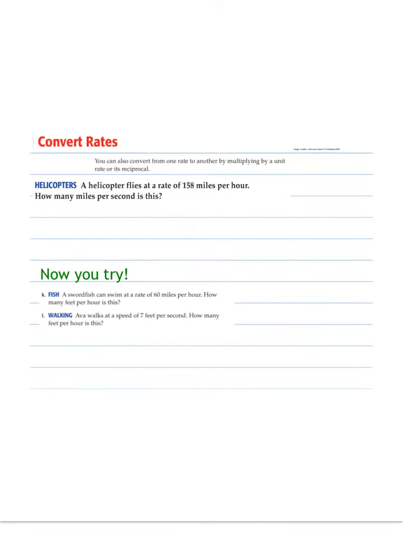And then if I have a helicopter that flies at a rate of 158 miles per hour, how many miles per second is this? First of all, we need to figure out how many seconds in an hour. So we're going to take 60 minutes in an hour times 60 seconds per minute, and we get 3,600 seconds per hour.